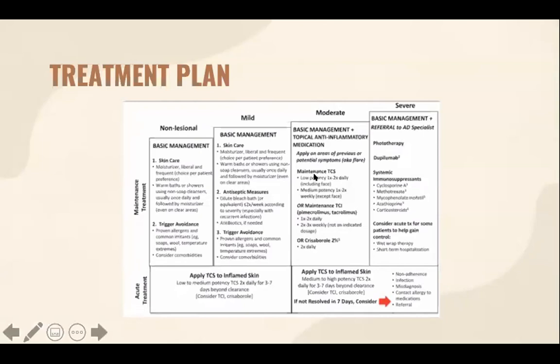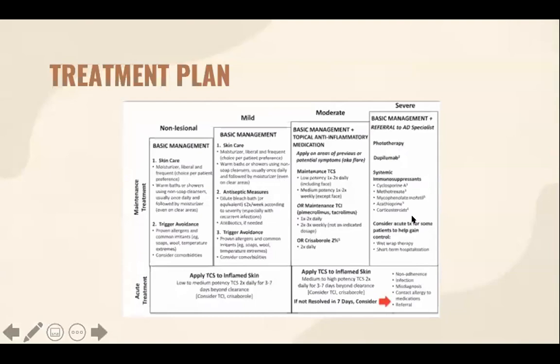Similarly, in moderate disease, in addition to frequent application of maintenance topical therapy, it's either topical corticosteroid or topical calcineurin inhibitor. So we can utilize topical corticosteroid of low potency once to twice daily, or medium potency corticosteroid once to twice weekly on all areas except the face, or topical calcineurin inhibitor, pimecrolimus and tacrolimus, in people older than 2 years of age, as once or twice daily or twice to thrice weekly.